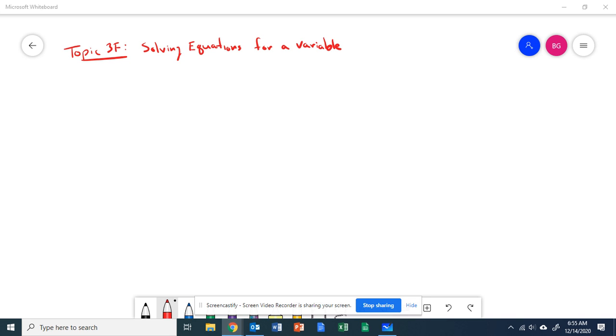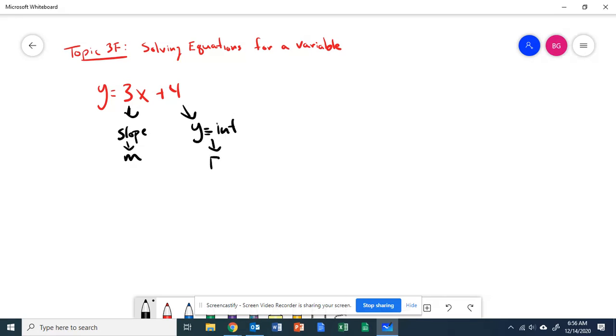All right, so today we're going to talk about topic 3F, which is solving equations for a variable. Before I get started, one thing that this runs into is we have an equation like y equals 3x plus 4 that we've already talked about this year. We knew that the 3 was our slope, which was our m value, okay? And then 4 was our y-intercept, our b value.